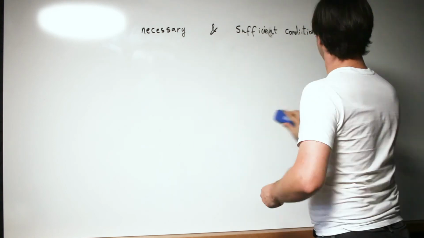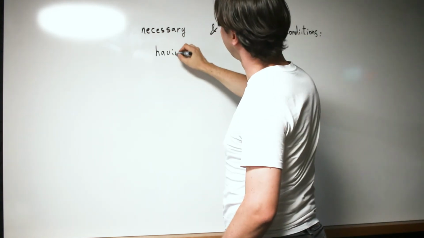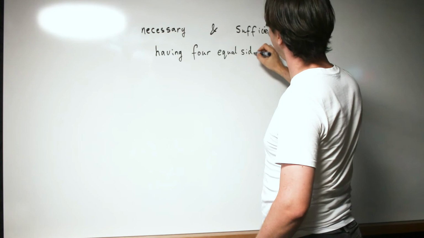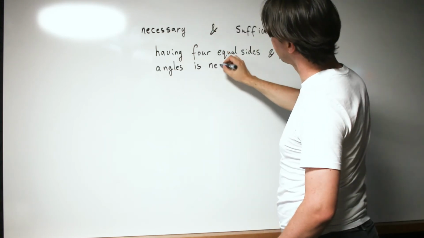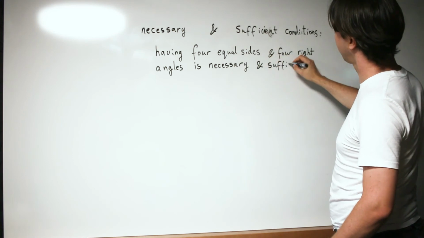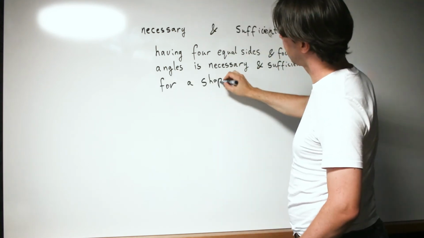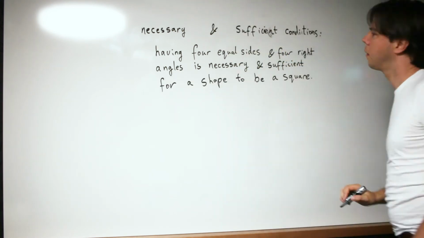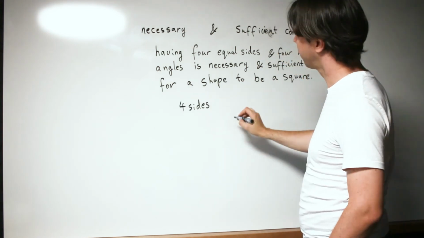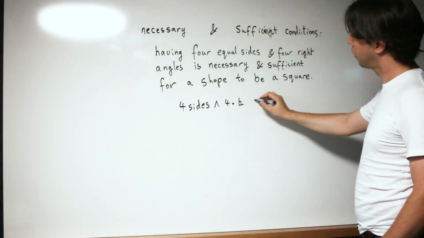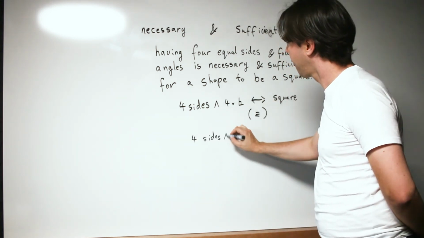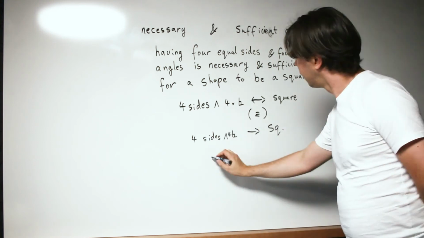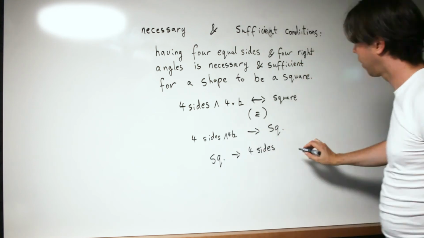Conditions can be both necessary and sufficient. In this case, the left and right side of the implication are logically equivalent, as each side guarantees the other.